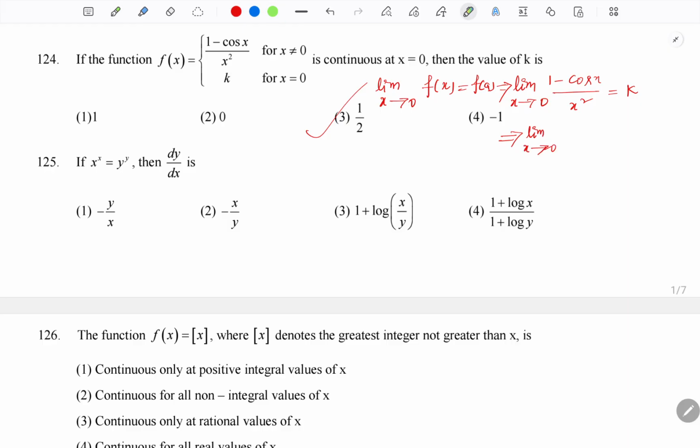Here if I substitute 0, then I will get 0 by 0. What is 0 by 0? It's L'Hospital rule, right? If I apply it, what is the meaning of L'Hospital rule? It's the individual derivative of the numerator and denominator. So the derivative of 1 goes to 0, and the derivative of minus cos is a plus sign, right?